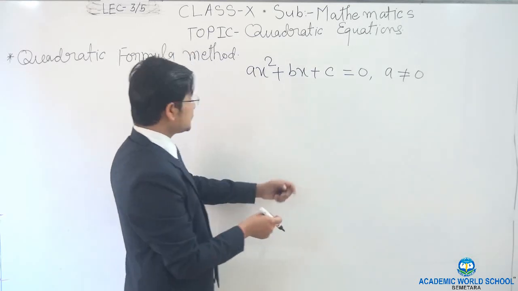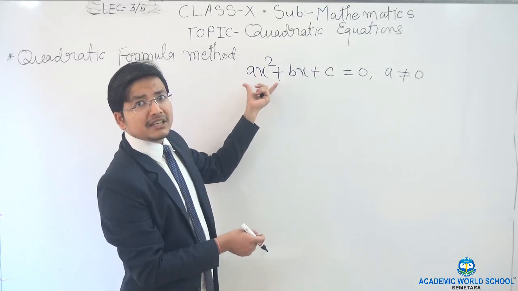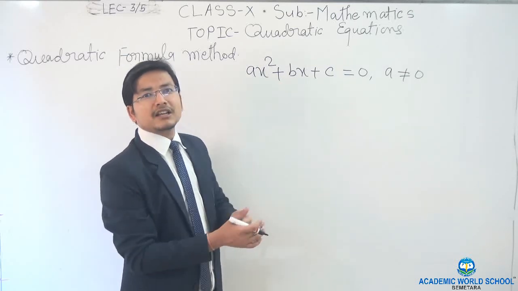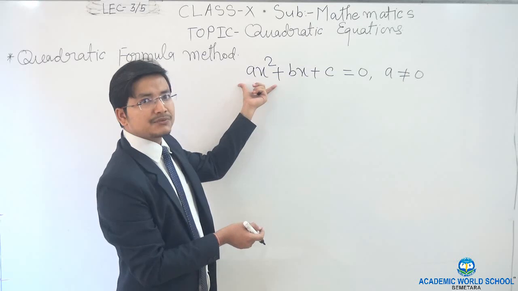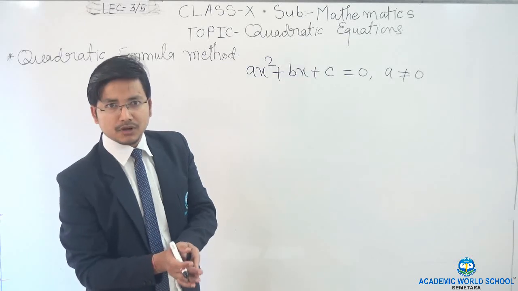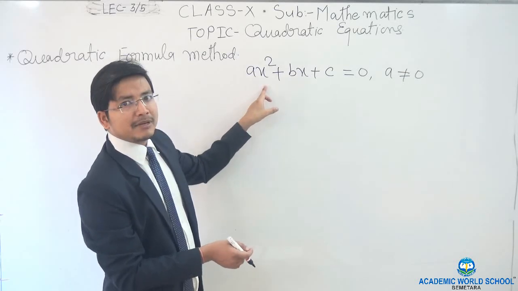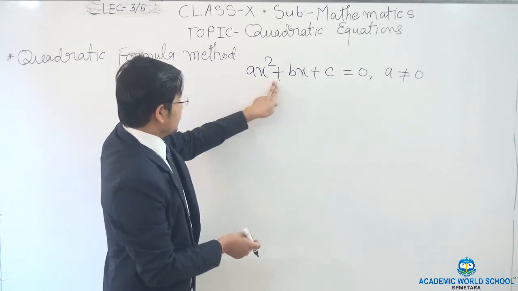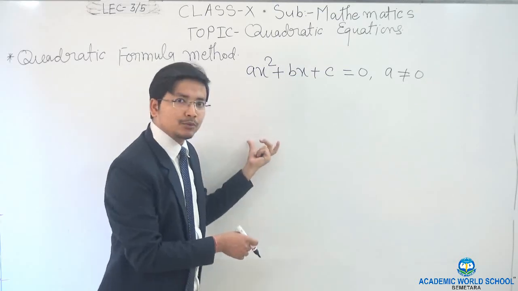This formula was first discovered by the ancient Indian mathematician Sridharacharya, the very first mathematician who discovered it. So this formula is popularly known as the Sridharacharya formula. Sridharacharya was a great Indian mathematician, so don't forget the name. Now we are going to derive that formula.